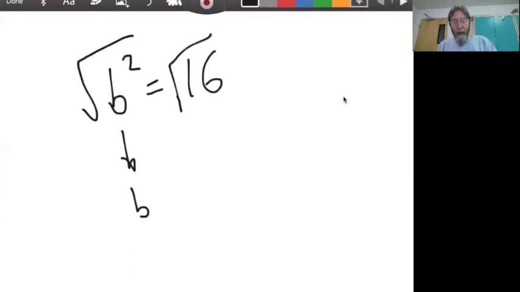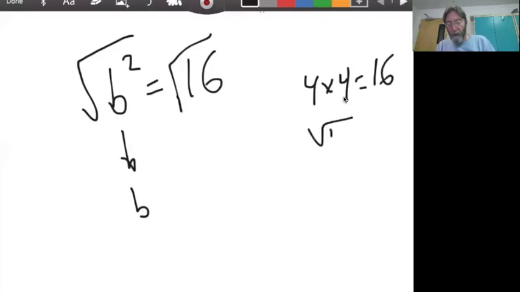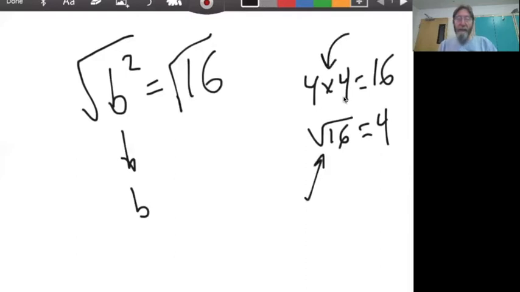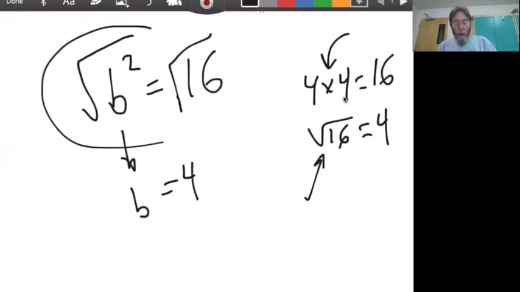Because if we take a number, let's say we take a number like 4 and square it, so 4 times 4 equals 16, but then we take the square root of 16, it brings us right back to 4. See, squaring and square root are the opposites. So when we take the square root of b squared, it gives us b. And then we have to take the square root of the other side, which gives us 4. So remember, when we take the square root of squaring, it gets that variable by itself for us.